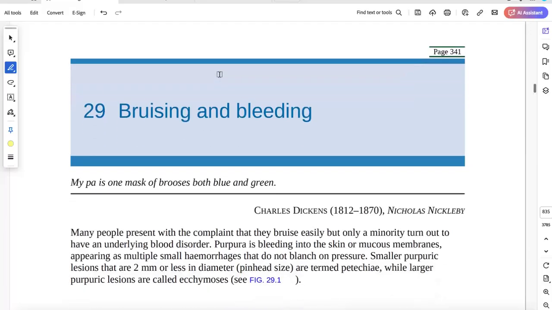Okay, moving on to the next chapter, and that is chapter 29, bruising and bleeding. So you can understand that we are mainly going through all the blood cells. So mainly three blood cells. We have got red blood cells, which cause anemia, then white blood cells, which is mainly leukemia, lymphoma, and then platelets, which cause bleeding and bruising or thrombocytopenia.